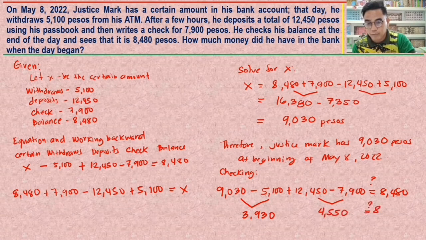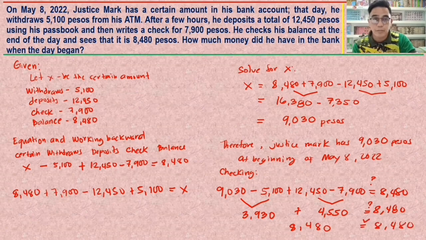Okay, so bring down addition. Now 3,930 plus 4,550 will yield an amount of 8,480, which means they are the same. Therefore, 9,030 pesos is correct.